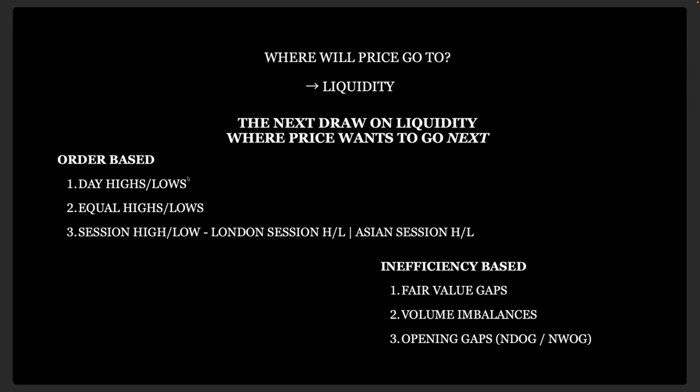So these can be day highs or lows, weekly highs or lows, equal highs or lows. When I say equal, I mean relatively equal. They don't have to be equal to the tick, but they have to be within the same area, within 10 points or 5 points, so to speak. Session highs and lows, London session highs and lows, Asian session highs and lows. So this is one of the most prevalent strategies, sweep of London high or low, and then a move towards the other side, right? So these would be order based, where people are resting their stop losses, buy stops, sell stops, whatever, right?